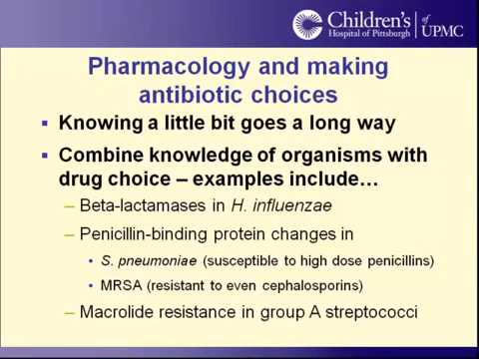I want to talk a little bit about penicillin binding protein changes. This is an example that we see in Streptococcus pneumoniae, where we can overcome it with high-dose penicillin therapy, as well as MRSA, methicillin-resistant Staphylococcus aureus, where the penicillin binding protein change makes it resistant to even cephalosporins, and we have to shift to a completely different class of antibiotic. And other examples such as macrolide resistance in group A streptococci.